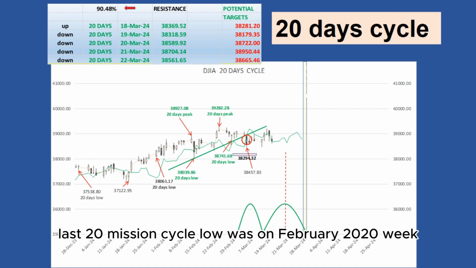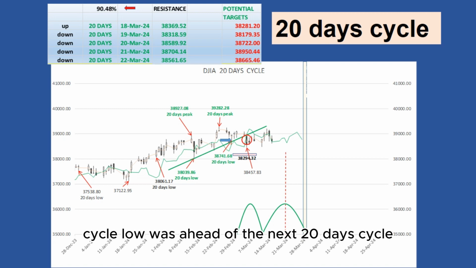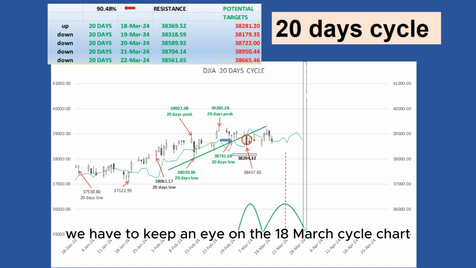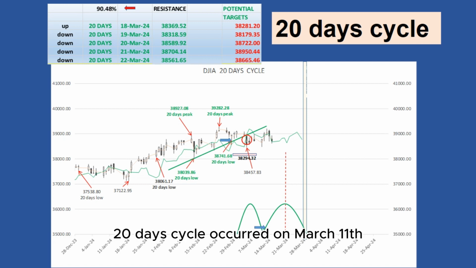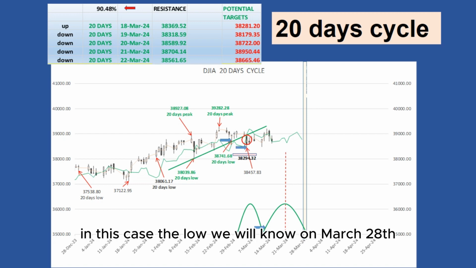In my last update, the last 20-day cycle low was on February 28th. To know if the 20-week cycle low is ahead or behind us, the next 20-day cycle low is expected on March 16th, if the Dow Jones Industrial Average crossed below the uptrend cycle that occurred on March 11th, the purple line or the cycle line in the next 2 weeks. In this case, the low is expected on March 28th.